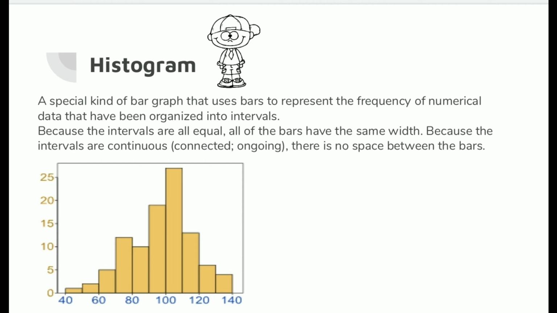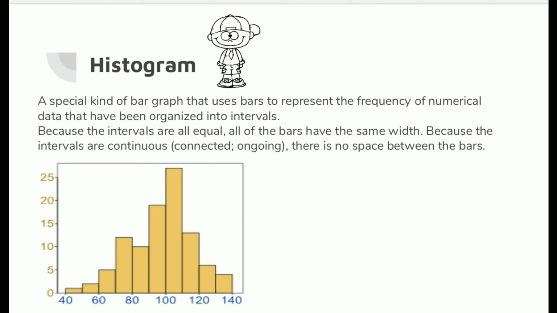So because the intervals are equal, all of the bars have the same width. And this just means that there is no bar that is wider than the other. That would make the graph inappropriate and inaccurate, so all the bars have the same width. Because the intervals are continuous, connected or ongoing, there is no space between the bars. So this is also what makes them different.